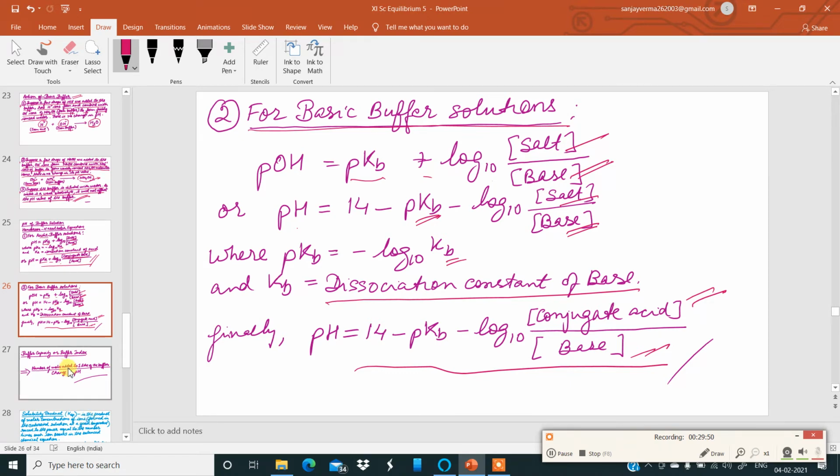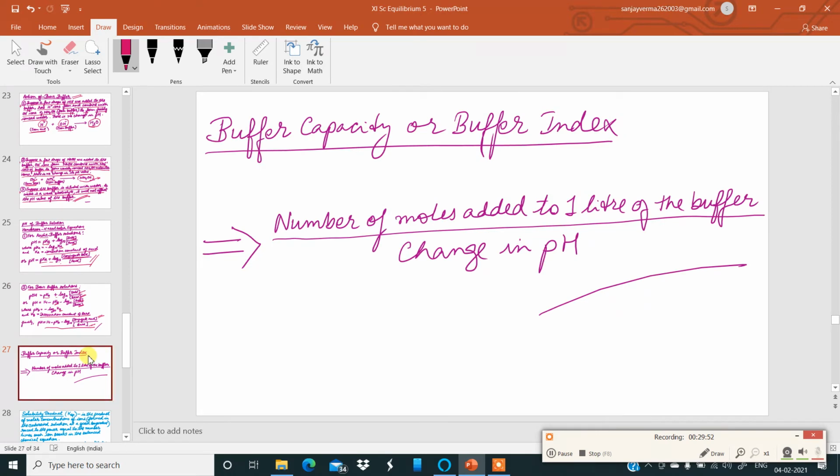Okay. Now there is one important term over here, buffer capacity, or buffer index. The symbol is here. Remember this also, the definition as well as the formula. Buffer capacity or buffer index is defined as the ratio of the number of moles added to 1 liter of the buffer divided by whatever is the change in its pH.